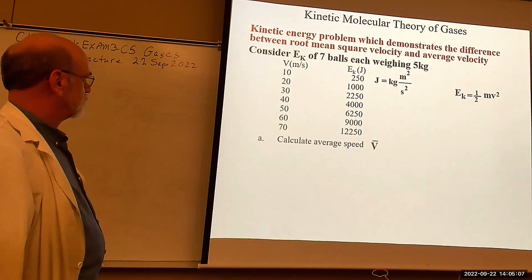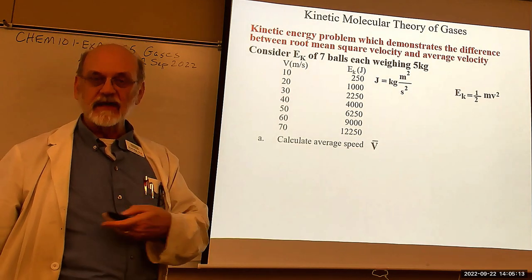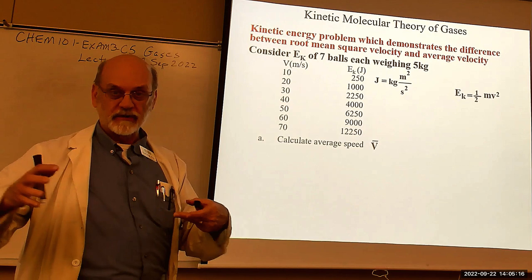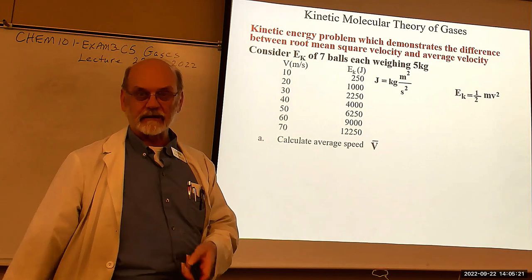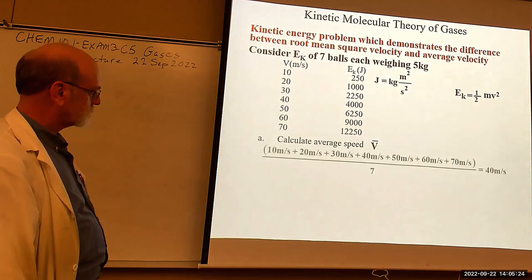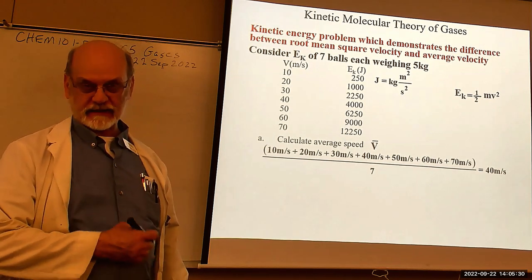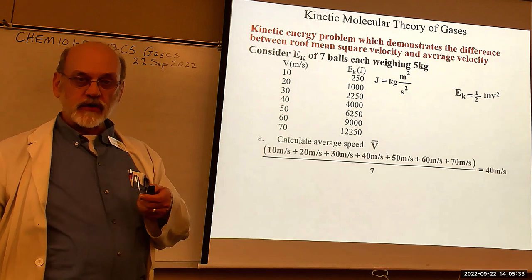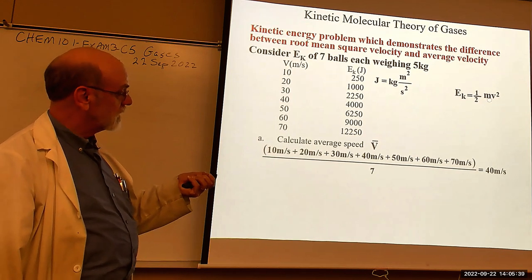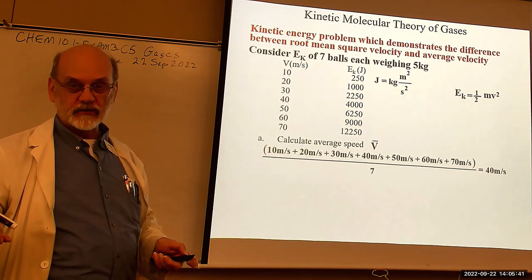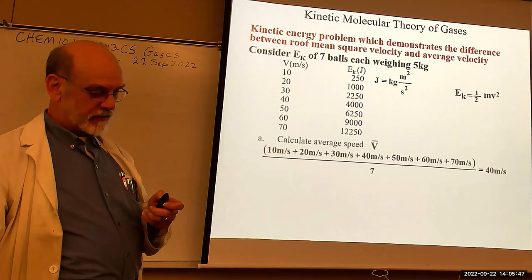Now, first thing we're going to do is calculate the average velocity, the average speed of the balls. It's simple: 70 plus 60 plus 50 plus 40 plus 30 plus 20 plus 10, divided by 7. There you go. So the average speed is 40 meters per second. Now, if we use that speed in our equation for one of the balls, which weighs 5 kilograms, and do that calculation, what energy are we going to get?